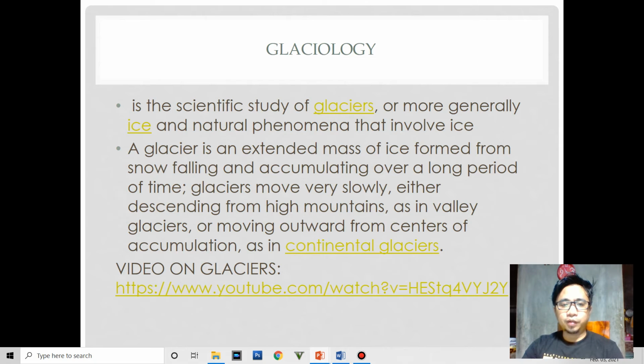It is the scientific study of glaciers, or more generally ice, and natural phenomena that involve ice. A glacier is an extended mass of ice formed from snow falling and accumulating over a long period of time, and then glaciers move very slowly, either descending from high mountains as in the valley glaciers, or moving outward from centers of accumulation as in continental glaciers.